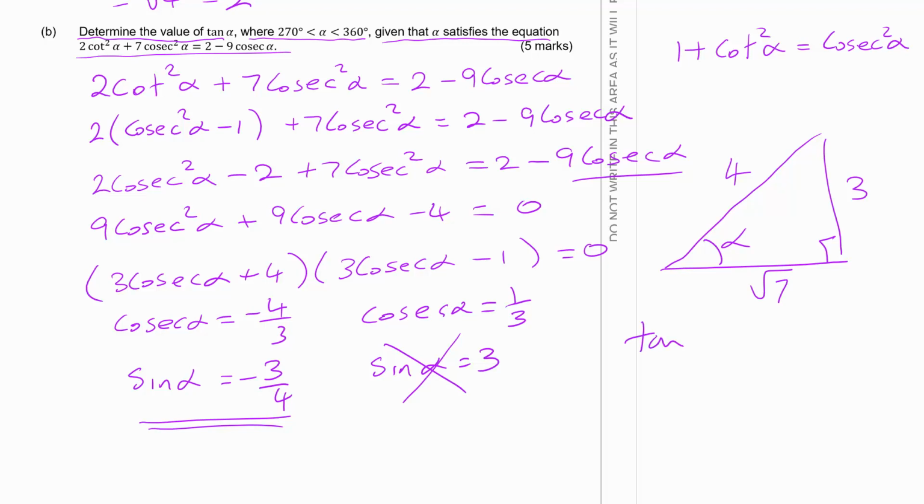Now we're in the fourth quadrant. So we're in this quadrant here where tangent is negative. So opposite over adjacent, so it will be negative 3 over root 7, and then multiply top and bottom by root 7 to give negative 3 root 7 on 7.